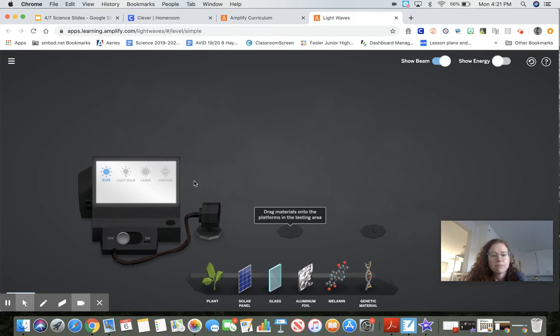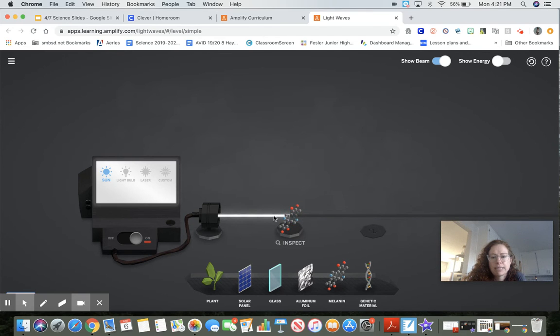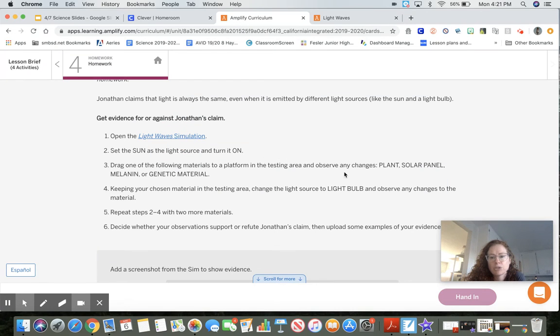All right, so here's our sim. The sun is already picked. I'm going to put the light on. So it told me to only use the 4 things: the plant, the solar power, the melanin, or the genetic material. I'm going to grab the melanin because I don't think I've done that in the sim with you guys. So this is a melanin molecule, okay? Has the sun on, and then we need to observe any changes.